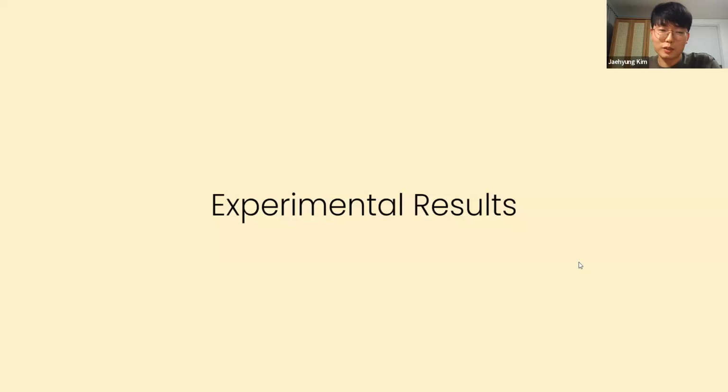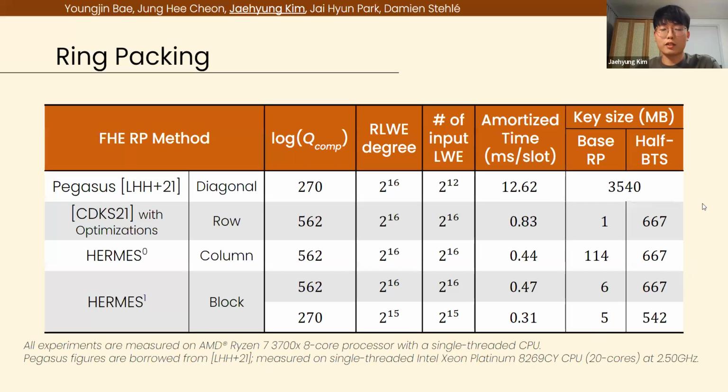Finally, I want to briefly describe some experimental results. First, I want to compare our results with state-of-the-art FHE ring packing methods. The only FHE ring packing implementation among the prior works was Pegasus, which is basically a diagonal method. So we compare with Pegasus, but I listed three different rows for our implementations, namely the optimized row method, optimized column method, and optimized block method. The optimized block method is of course Hermes 1.